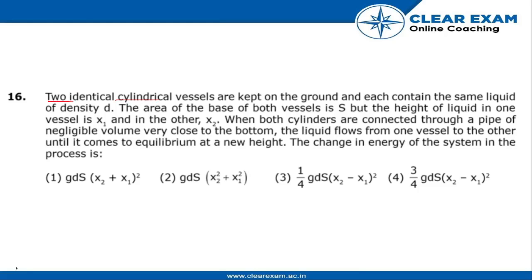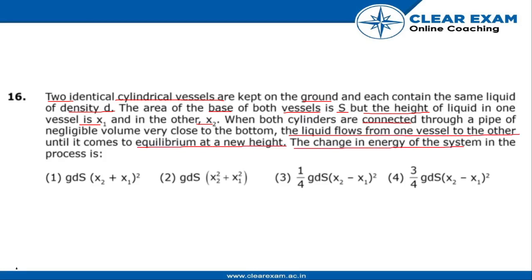Two identical cylindrical vessels are kept on the ground and each contains the same liquid of density D. The area of both the bases of the vessels is S, but the height of liquid in one of the vessels is x1 and in the other x2. When both cylinders are connected through a pipe of negligible size very close to the bottom, the liquid flows from one vessel to the other until it comes to equilibrium at a new height.